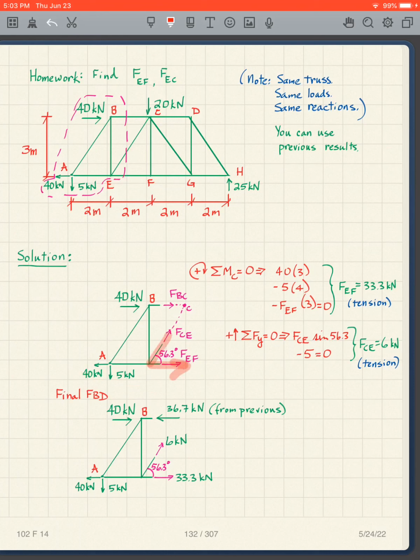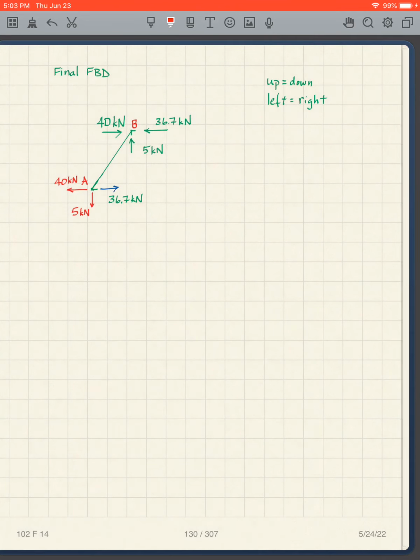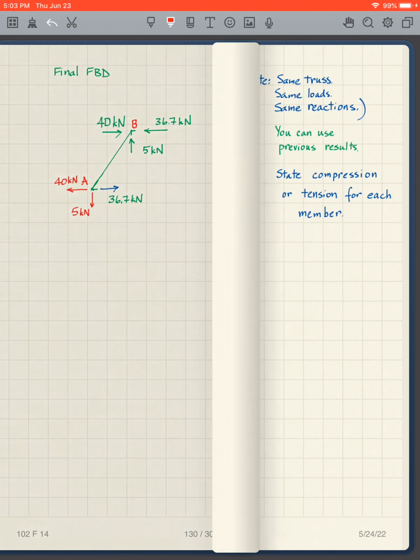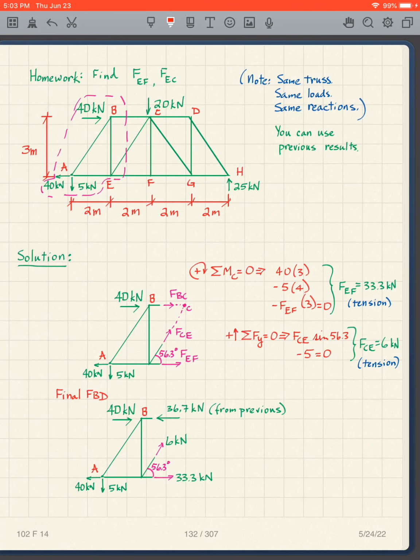I show FEF, FCE, FBC. Now we've found FBC before, right? I show it like that, but I already know what it is. I just want to make sure. Yeah, it's 36.7 compression. So I can use that.